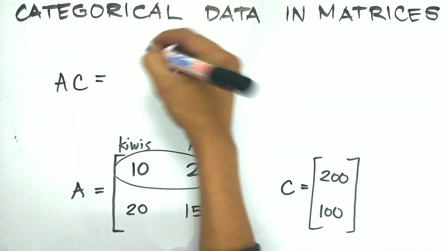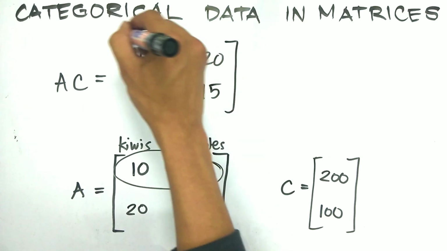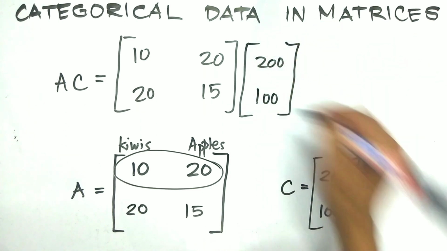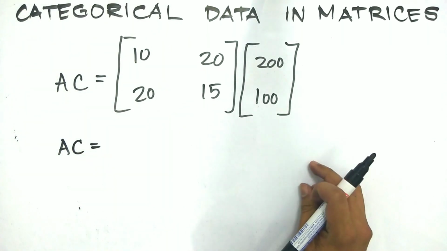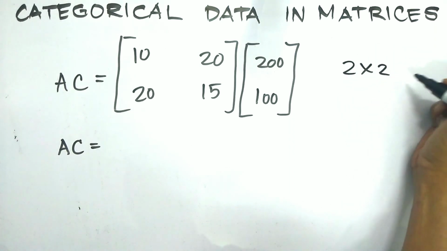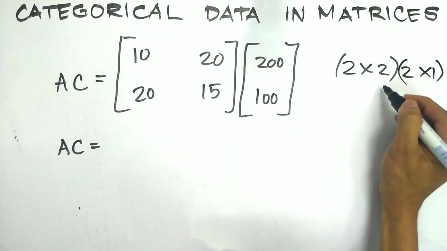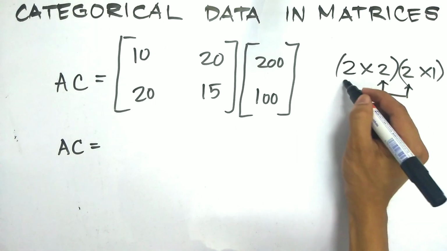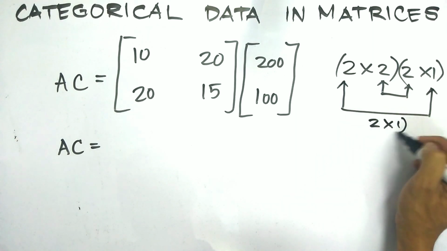We have here AC is equal to 10, 20, 20, 15. And C is the price. This is 200 and this is 100. So if you are going to multiply these two matrices, let us check their sizes if they are compatible. So this is a 2 by 2 matrix. Matrix C is a 2 by 1 matrix. So since these two numbers are equal, the product is defined. And the size of the product AC is a 2 by 1 matrix.